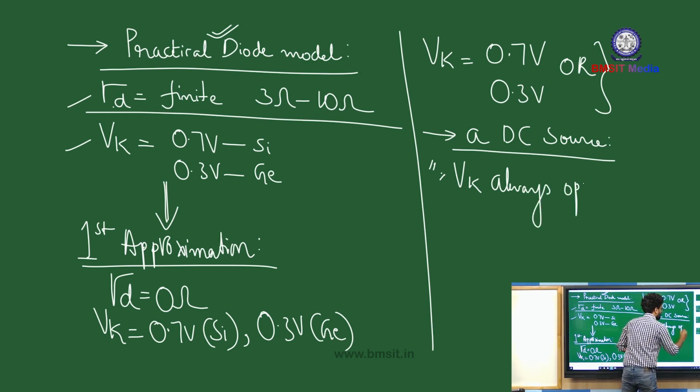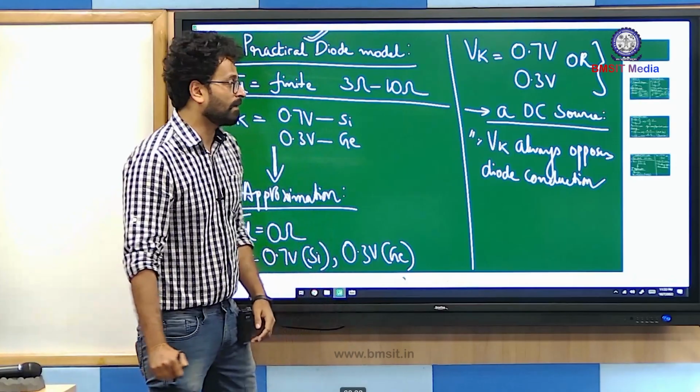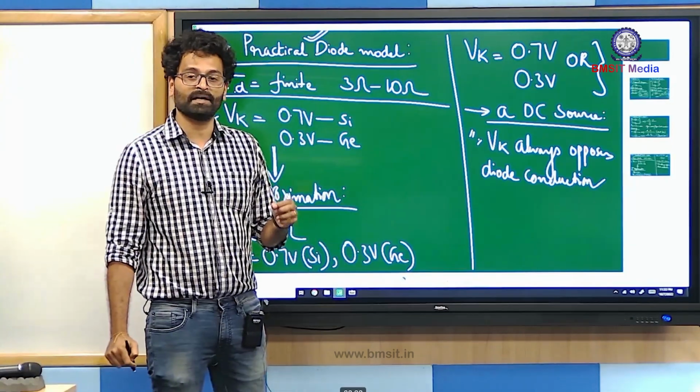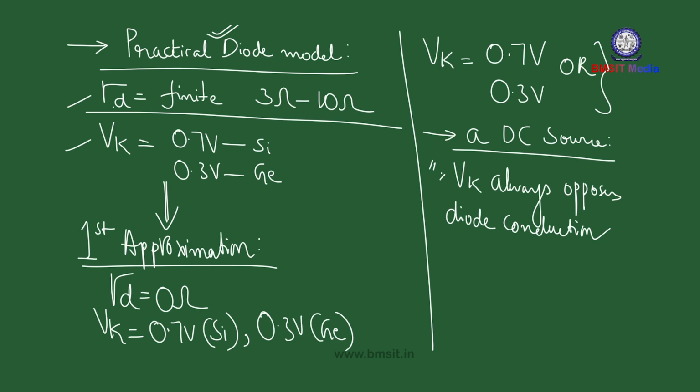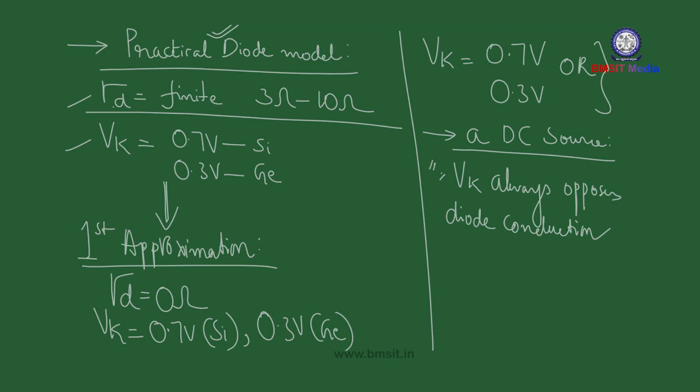So Vk always opposes diode conduction. Okay, so you have to place Vk in such a way that it always opposes the diode conduction. Okay, so let us try to build a model. So let us try to build the first approximation diode model. So this is your diode symbol as usual. This is anode and this is cathode. And we are trying to insert the first approximation elements.